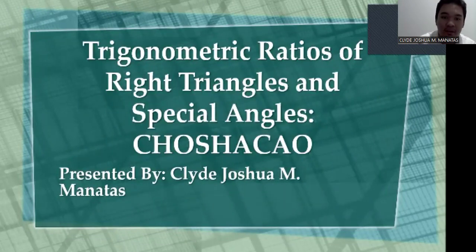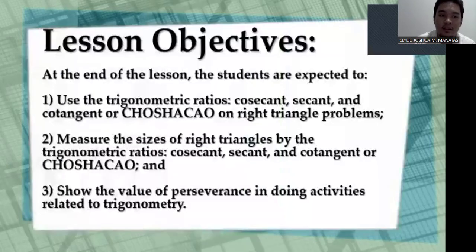Choshakal, which are the second three trigonometric ratios: the cosecant, secant, and cotangent. The lesson objectives are, at the end of the lesson, the students are expected to, one, use the trigonometric ratios cosecant, secant, and cotangent, or Choshakal, on right triangle problems.